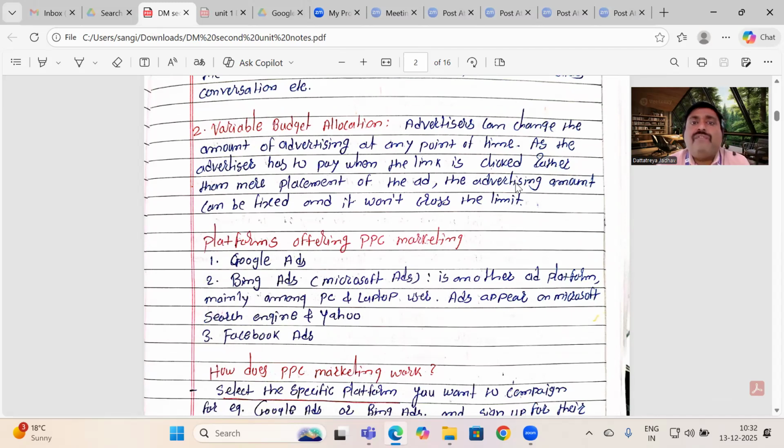Platforms offering PPC, that is pay per click marketing, may be Google's ads or Bing's ads. Microsoft Ads is another ad platform, mainly for PC and laptop users, with ads appearing on the Microsoft search engine and Yahoo Mail. Then Facebook ads also come in. So either way, it is paid and related.